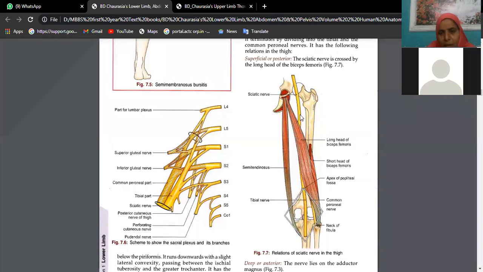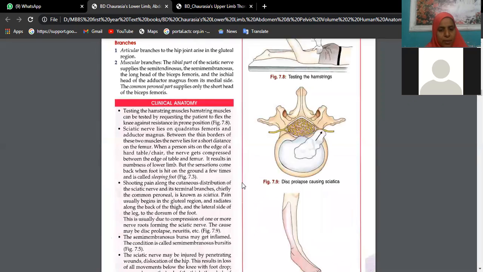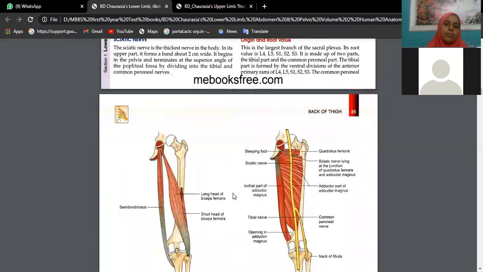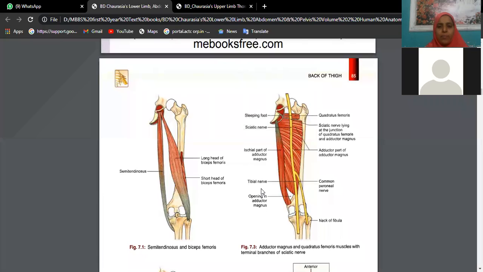Now see here. This is our sciatic nerve, which you see at the back of the thigh. At the back of the knee joint, that is the popliteal fossa, you find it dividing into two. One is the tibial nerve, which supplies the posterior compartment of the leg, and this is the common peroneal nerve. The common peroneal nerve winds around the neck of the fibula. Here also you can see how the sciatic nerve divides into two, tibial and common peroneal.